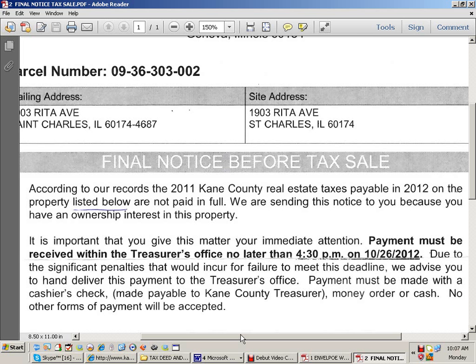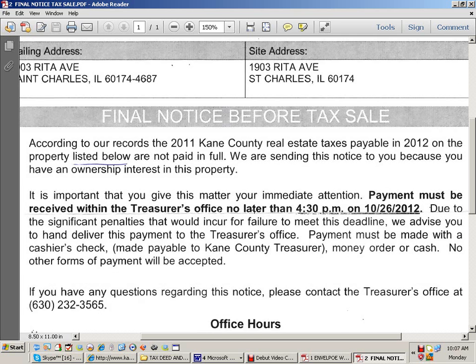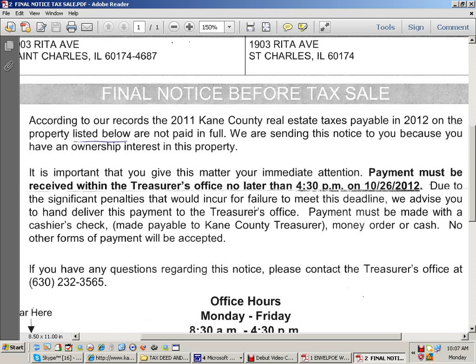So this said, according to our records, your 2011 Kane County real estate taxes payable 2012 on the property listed below are not paid in full. Sending this because you have ownership interest in this property. It's important that you give this matter immediate attention. Payment must be received in the treasurer's office by a certain date. Due to the significant penalties that would be incurred for failure to meet this deadline, we advise you to hand deliver this payment to the treasurer's office.